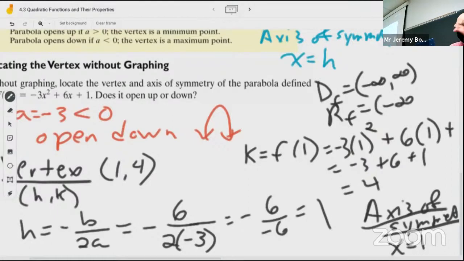Negative infinity, starts all the way at the bottom, goes up all the way to the vertex, which is 4, and we include the 4. Any questions on that? All right.